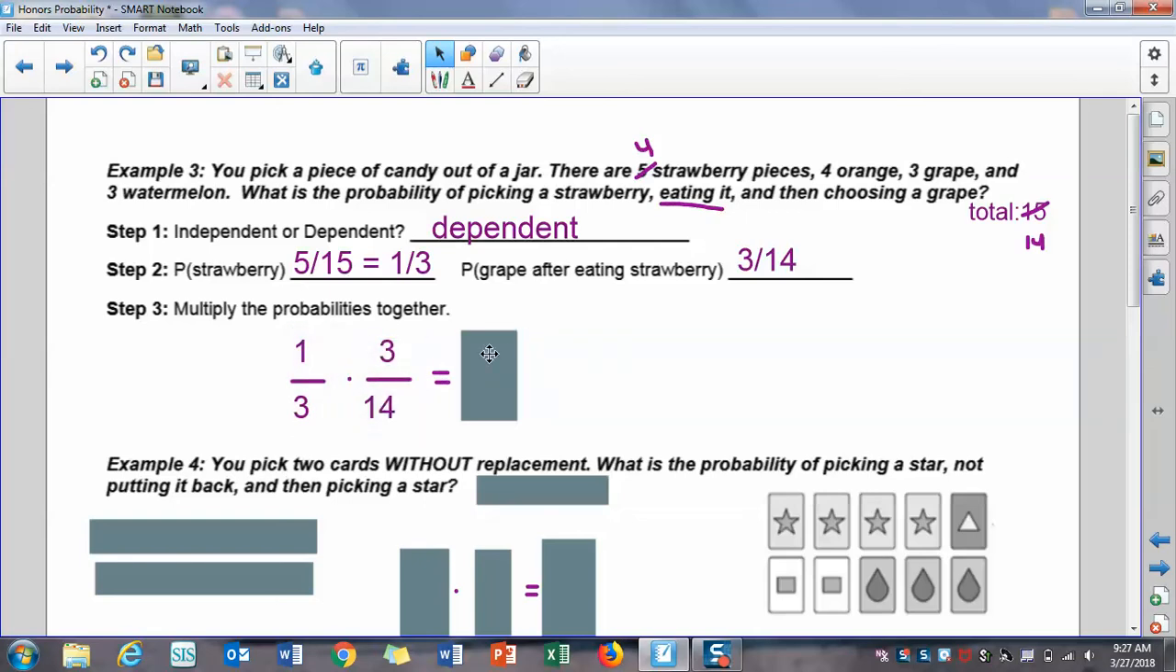Multiply across. You can go 1 times 3 is 3, and then 3 times 14. Or what we can simply do is, if I know that we have both a 3 in the numerator and the denominator, I can simplify that. Those both simplify to 1 when divided by 3, so that makes it easier to multiply across. 1 times 1 is 1, and 1 times 14 is 14. Now, if you multiplied before simplifying, your simplified answer would still be 1/14.